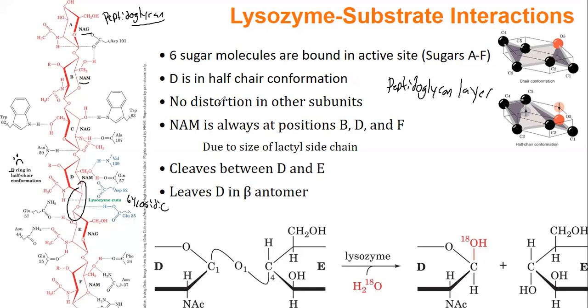And the way this happens is through hydrolysis, where we have H2O come in and cut between D and E.